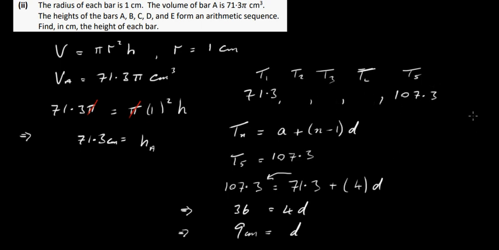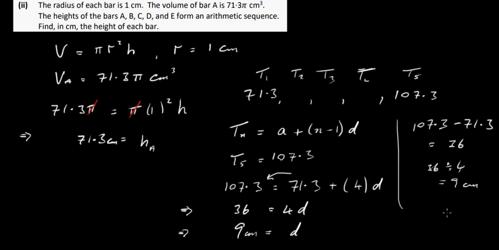The other way of doing this, by the way, is simply to take 107.3, subtract 71.3, and that will give you 36. It's kind of the same thing that we've done here. You've got 4 terms down to the T1, so you just take 36, divide by 4, and that gives you your 9. If you can spot that immediately, then you'll get there a little quicker. This is the formulaic way of doing it, if you like. Okay, so what we're going to do then is just add 9 to each term.